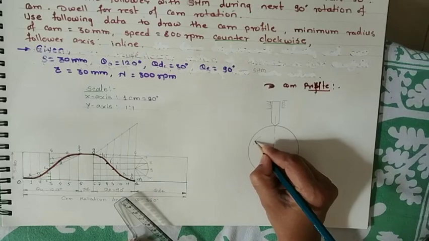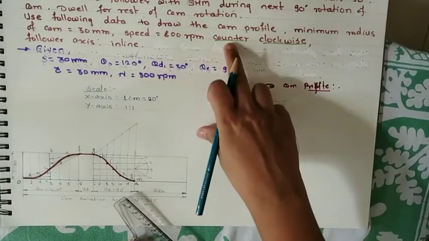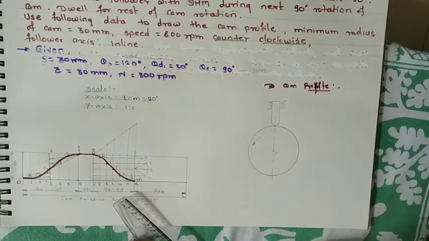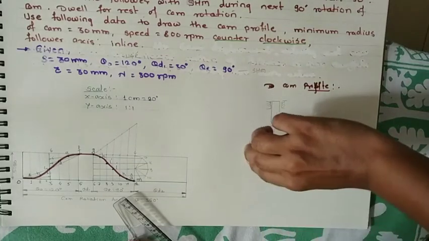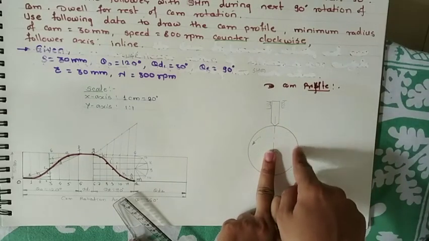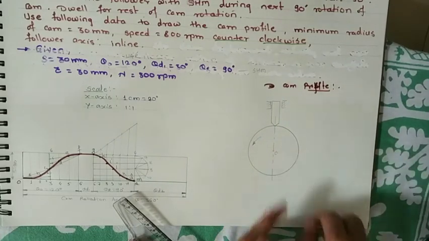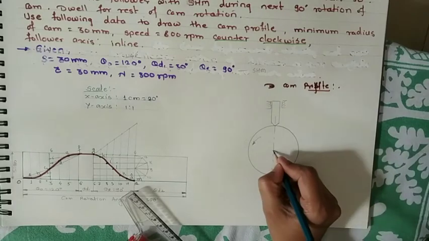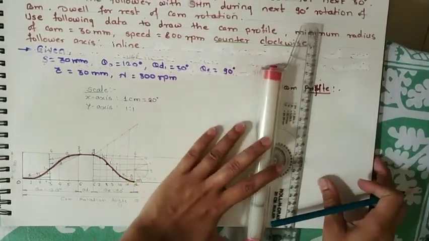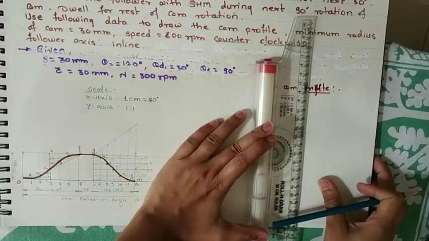But now the cam rotation is anti-clockwise, counterclockwise, which is given. So the cam rotates in this way. Now if the cam rotates in this direction, then your follower comes in contact with this surface of the cam first. So our outstroke starts from this direction. The first angle is 120. Let's just take that angle.